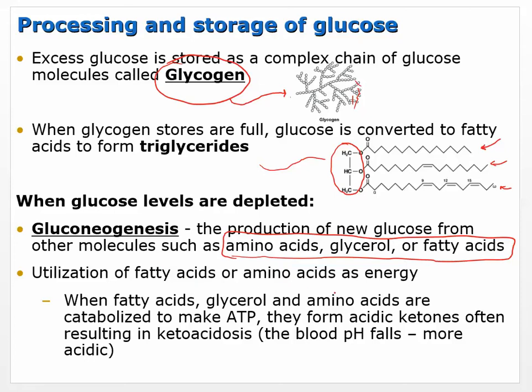Utilization of fatty acids or amino acids as energy. So when fatty acids, glycerol, and amino acids are catabolized to make ATP, okay, so when they're broken down to make ATP, then they form acidic ketones. Why am I pausing on that? Because ketoacidosis is common when these mechanisms get out of whack, and that can happen with low insulin, high glucose in someone with type 1 diabetes primarily. Acidosis means the blood pH falls and becomes more acidic.